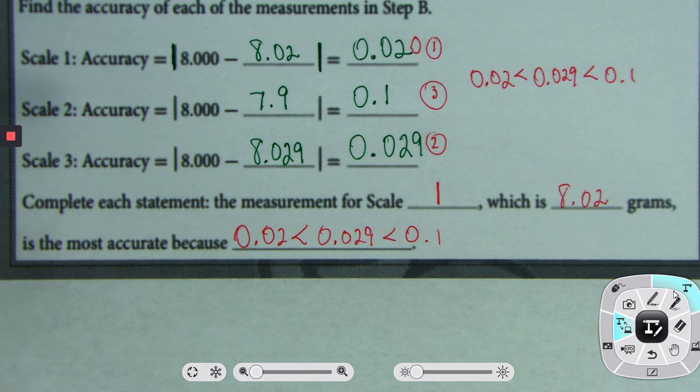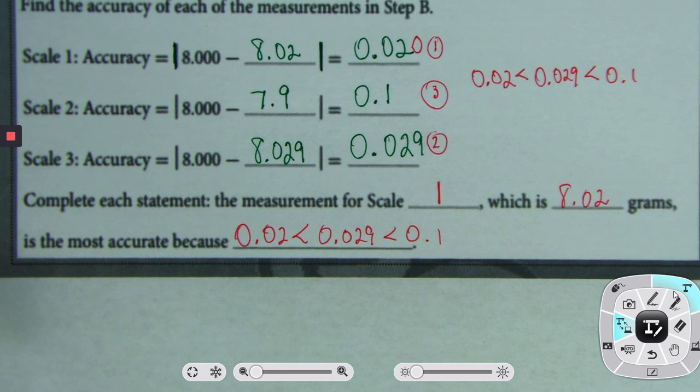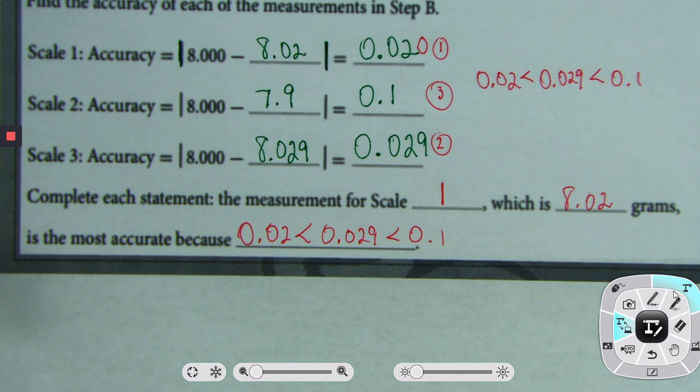Remember, earlier we said that the most precise one was the third scale. It is still the most precise, but it doesn't measure accurately. It just measures in smaller units. So that's the difference between accuracy and precision.